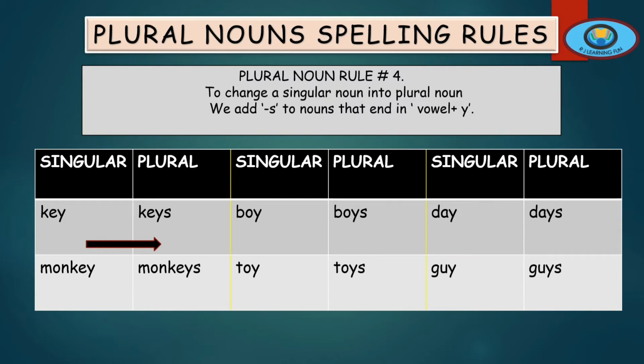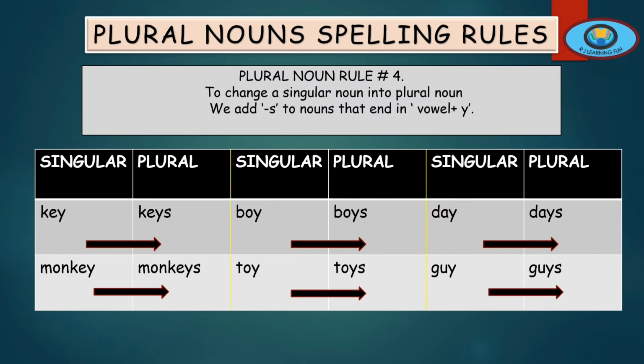Monkey, monkeys, boy, boys, O vowel is there. Toy, toys, day, days, guy, guys. So U vowel is there before Y, that's why we have not dropped Y, we have just added S. So if vowel plus Y combination is there, then just add S at the end of the noun to make it plural.